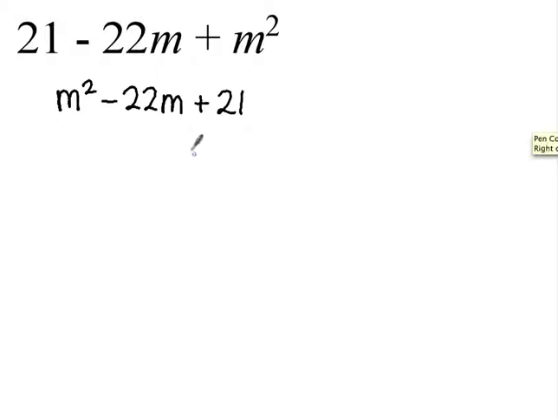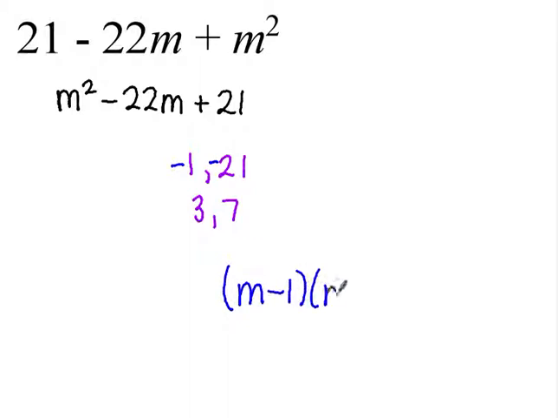So what you could do is start by listing the factors of 21, and if you notice, there's only 2 sets. So 2 factors of 21 that add up to 22 should have been this top one. Both of them are negative, so you should have gotten m minus 1 times m minus 21. Questions?